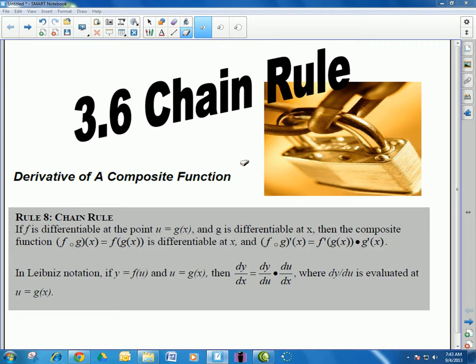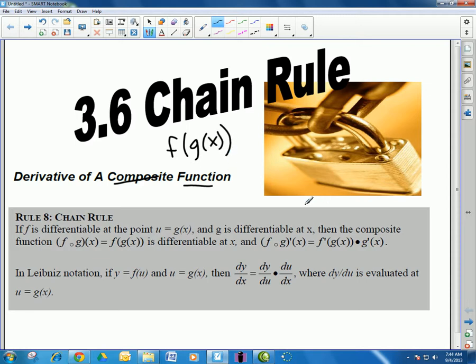Now let's take a look at another way to find derivatives of different functions. So now we're going to find the derivative of functions that we call composite functions. Remember, a composite function is when you have one or more functions inside of another function. And all trigonometric functions are composite functions.